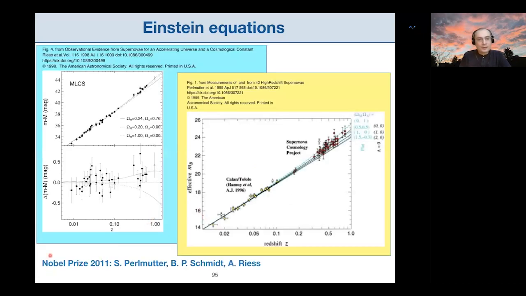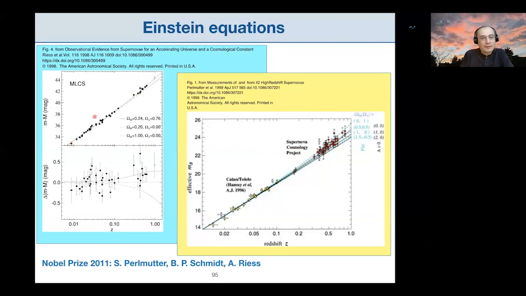In fact, this work was awarded the Nobel Prize in 2011 to Saul Perlmutter, Brian Schmidt, and Adam Riess. I include here the relevant plots from their papers. So they were observing explosions of distant supernovae. In the plot, you see the magnitude, which, for non-astronomers, is a measurement of how bright these explosions appear. And on the x-axis, you see the redshift, which is a measure of distance from that explosion. What is relevant is the upper part of both of these curves.